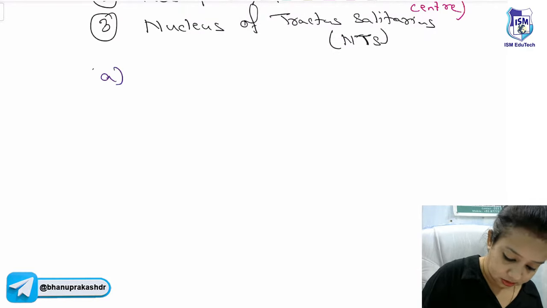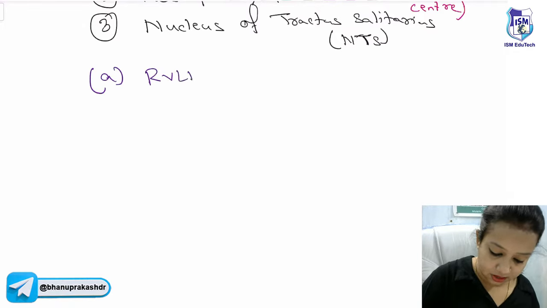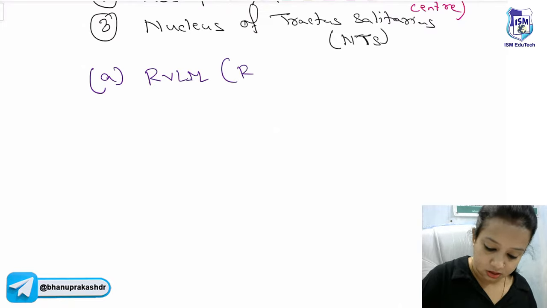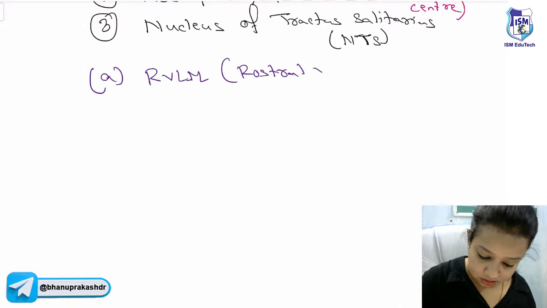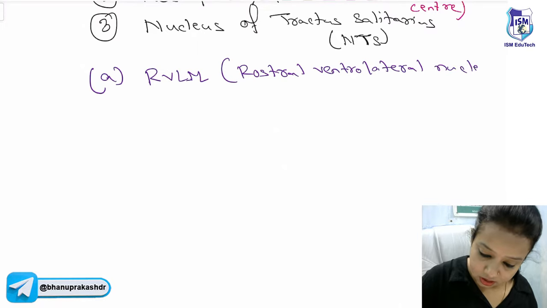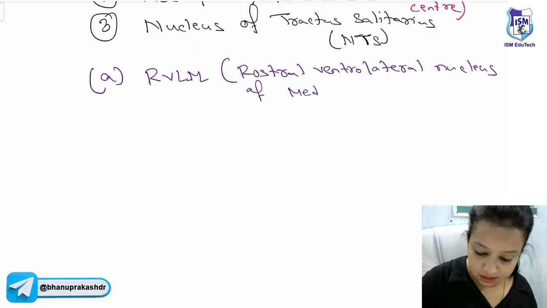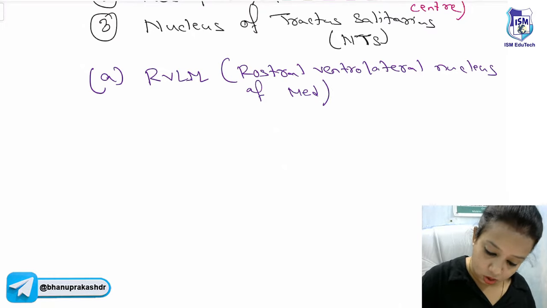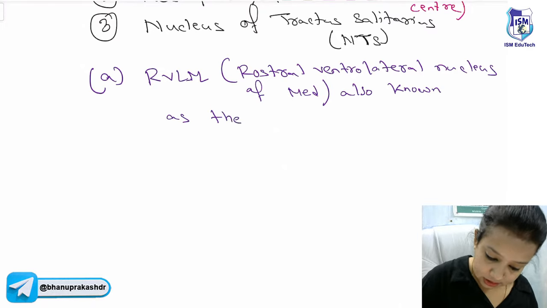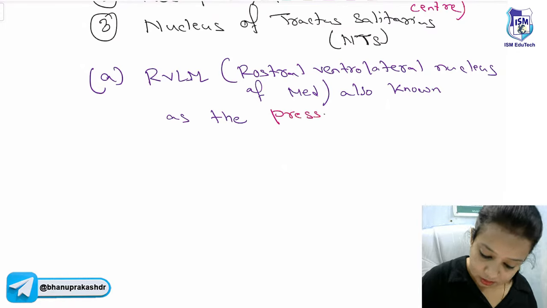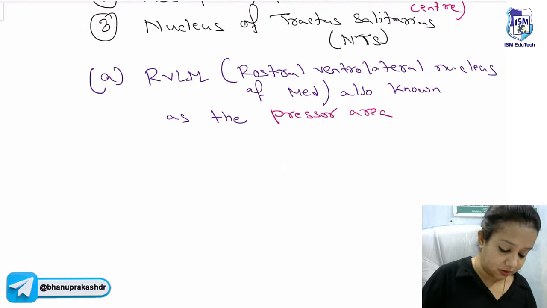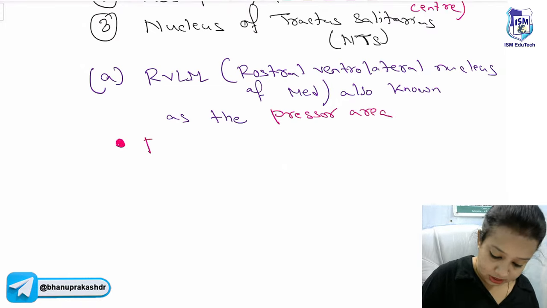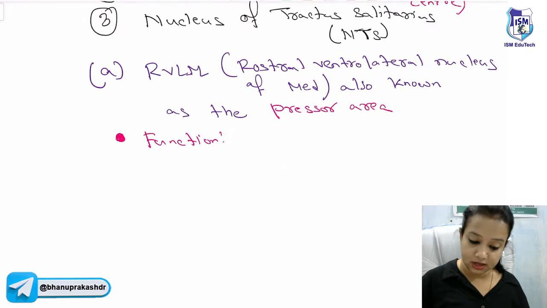One is the RVLM, the rostral ventrolateral nucleus of the medulla. Okay, now this is also known as the term you have heard in the last class, pressor area. So when we talk about the pressor area, what is its function? Pressor means it will press, it will increase everything.